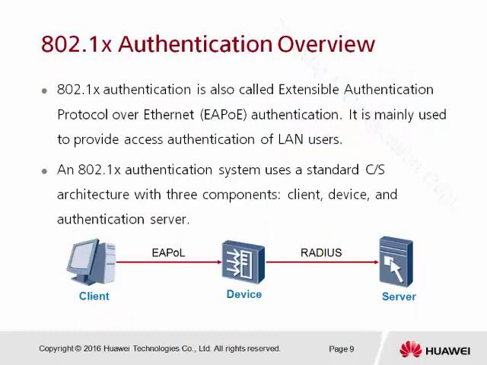Okay, and the next one is the 802.1X authentication. The full name of 802.1X authentication, we can also call it EAPoE. The full name is Extensible Authentication Protocol over Ethernet. It is mainly used to provide access authentication for LAN users. Over here we call it a LAN user, so that's why you can see the name here. They're using EAPoL over the LAN.